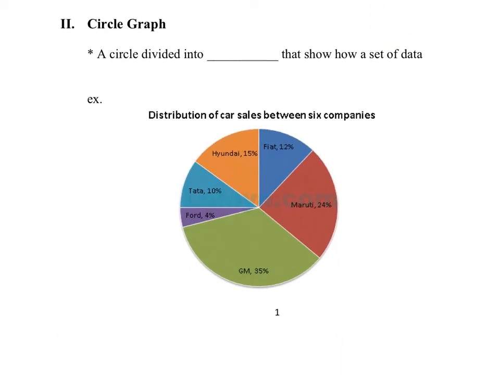Circle graphs, sometimes they're called pie charts, yes? So circle graphs are pie charts. Basically, a circle is divided into wedges, or what did I have down here? Oh, wedges. Into wedges that show how a set of data compare to the whole. So compare.